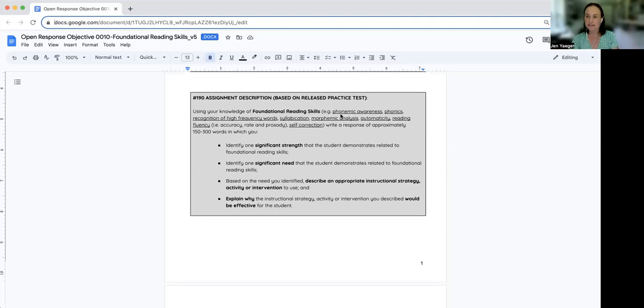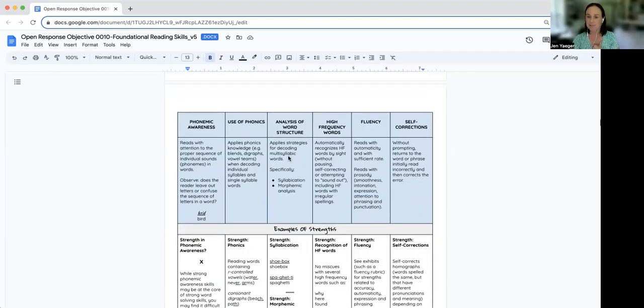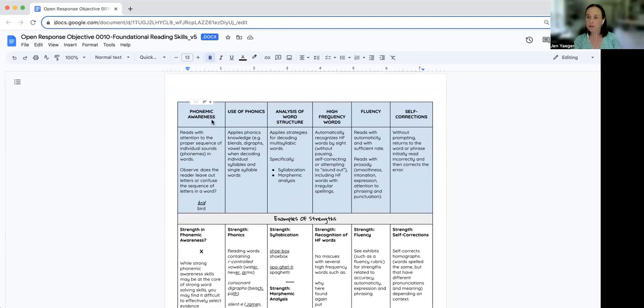So notice here again, it says phonemic awareness, phonics, recognition of high frequency words, and so on. I suggest you make a table that looks like this. Put those foundational reading skills across the top of your table. So write phonemic awareness, use of phonics.